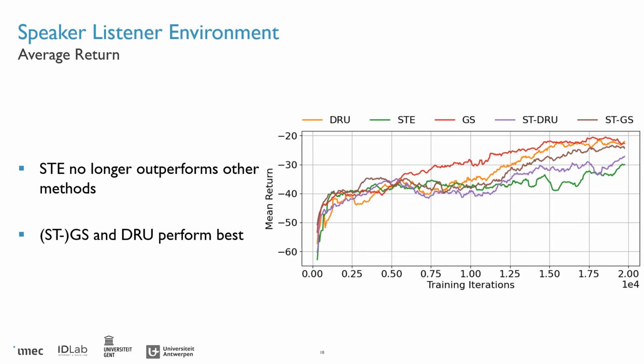When we look at the results in the speaker-listener environment, we can see that the straight-through estimator doesn't perform as well as we saw before. So in this environment, it performs the worst across all of the methods that we tested. And the Gumbel softmax, the DRU, and the straight-through Gumbel softmax perform the best.